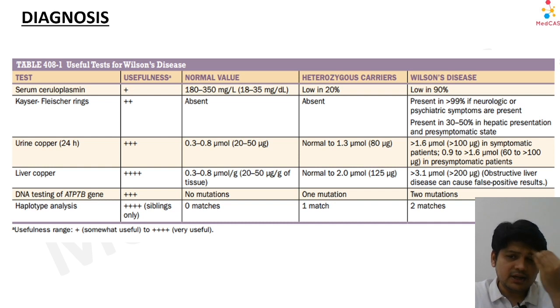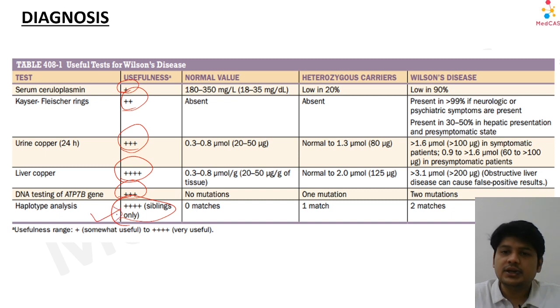And this is a very important table which is given in your Harrison, that serum ceruloplasmin usefulness is just a little. KF ring, yes, good, specifically on the neuropsychiatric. Urine copper, yes, better than that. Liver copper, even better than that, but you need a biopsy of that. DNA testing for ATP7B, yes, definitive diagnosis, and haplotype analysis, it is used for sibling only. There it is helpful because if it is there, you have to start treatment from very much starting. So these are the normal value, the values in the heterozygous carrier and value in the Wilson's disease.